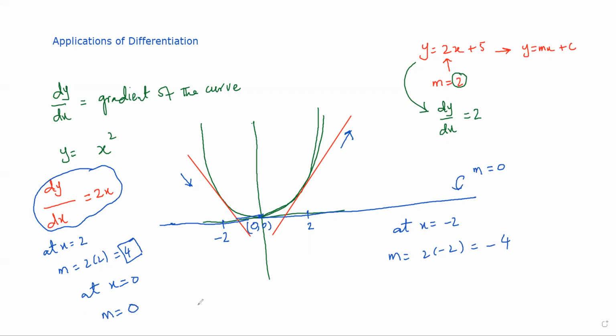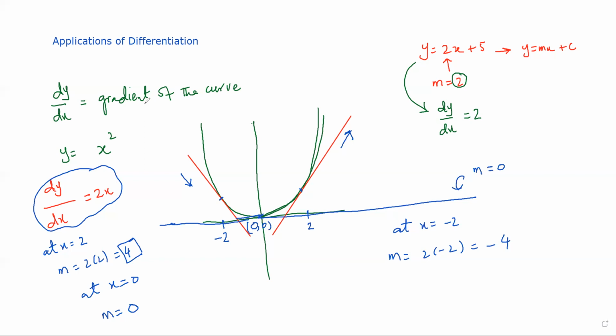So now you must have a belief that dy by dx gives you the gradient of the curve, or the gradient of the tangent at a certain point on that curve. So you need to have the x coordinate of that point where you want to draw the tangent, or where you want to determine the gradient. So I'll be taking you guys back to this exercise.